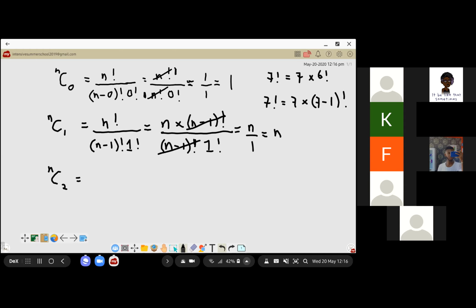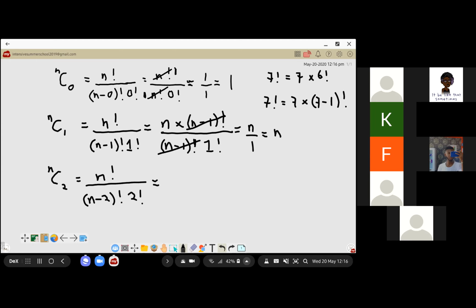n factorial over (n minus 2) factorial times 2 factorial. Good. Okay. Now we have to cancel. We don't want to use a lot of factorials in there. So this n factorial, can we write it in the form where it will contain n minus 2 factorial?